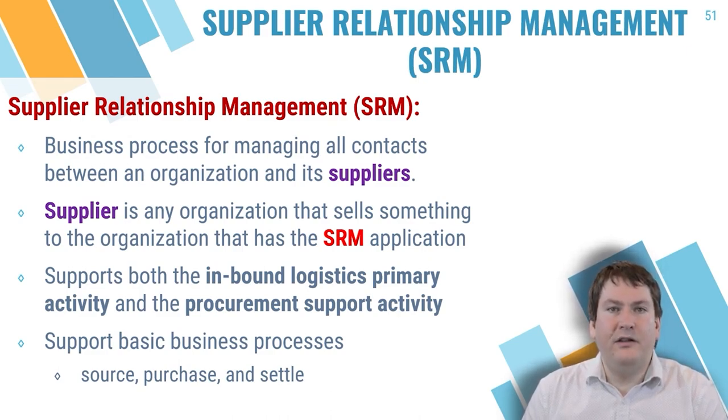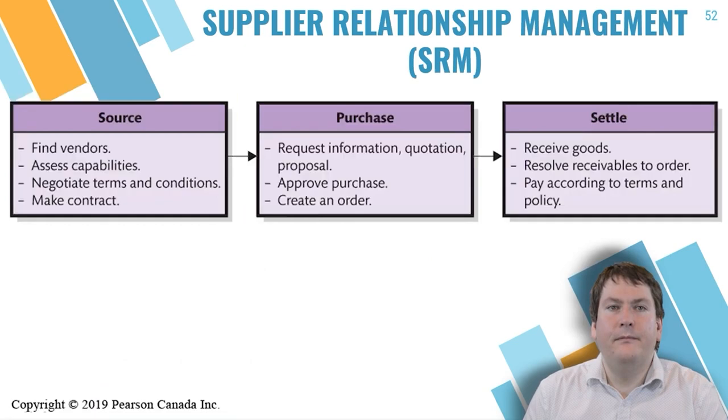These are namely inbound logistics and procurement. The goal of SRM systems is to support the processes of sourcing materials and goods, purchasing them, and settling accounts. Let's look at each of these a little bit closer. So in the sourcing process, an SRM aids in finding vendors, assessing their capabilities, and then negotiating terms and conditions and formalizing them into a contract once a supplier is chosen.